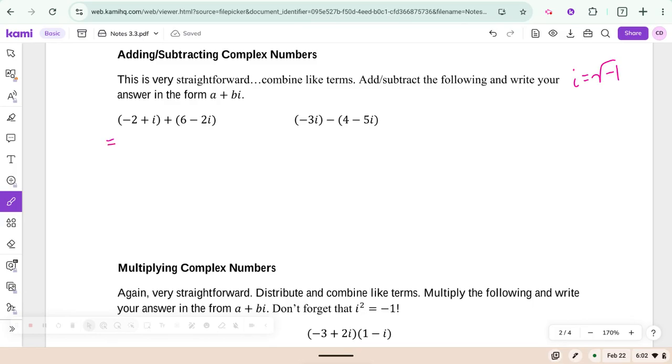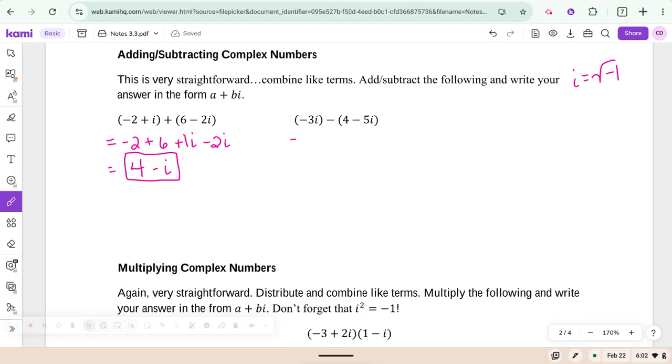So if I'm adding these two complex numbers, I'm just going to add the real parts, negative 2 and 6, and I'm going to add the imaginary parts, positive i and negative 2i. So negative 2 plus 6 is 4, and then I have 1i minus 2i, which is negative 1i. Always put the real component before the imaginary component to have your number in standard complex number form.